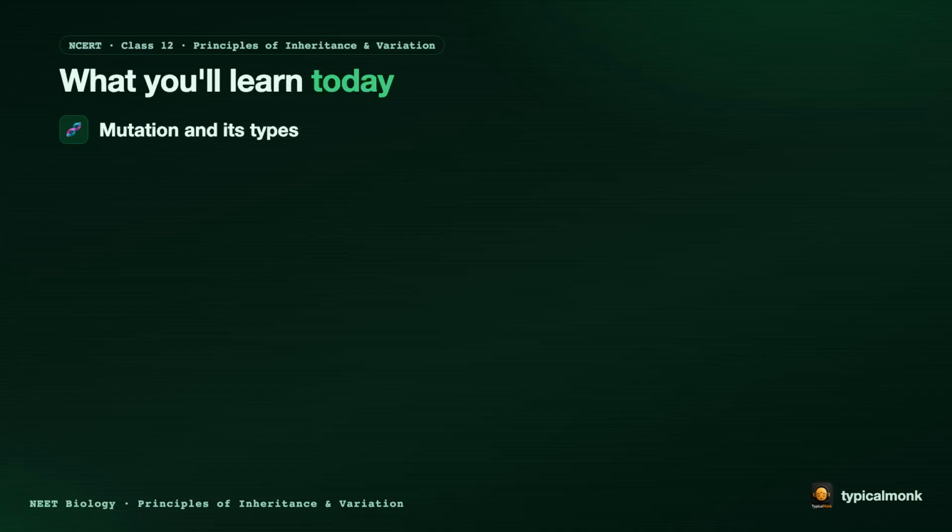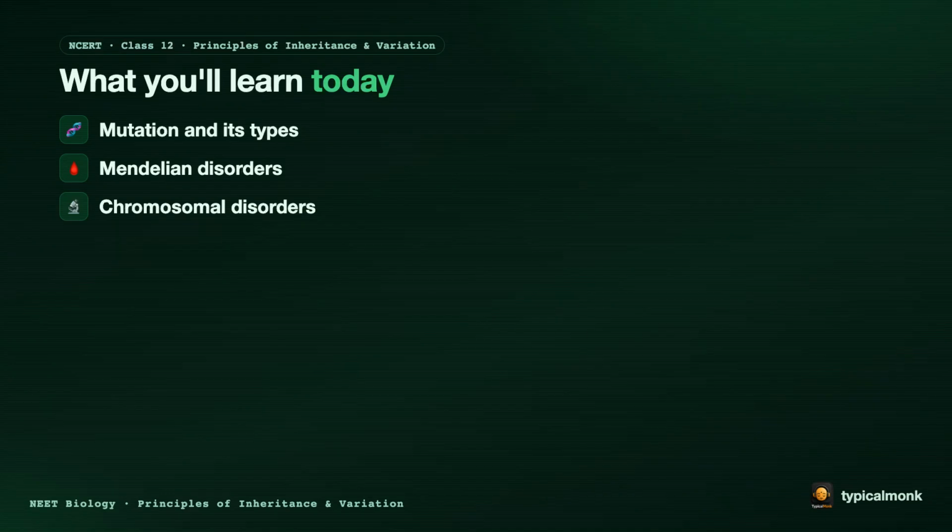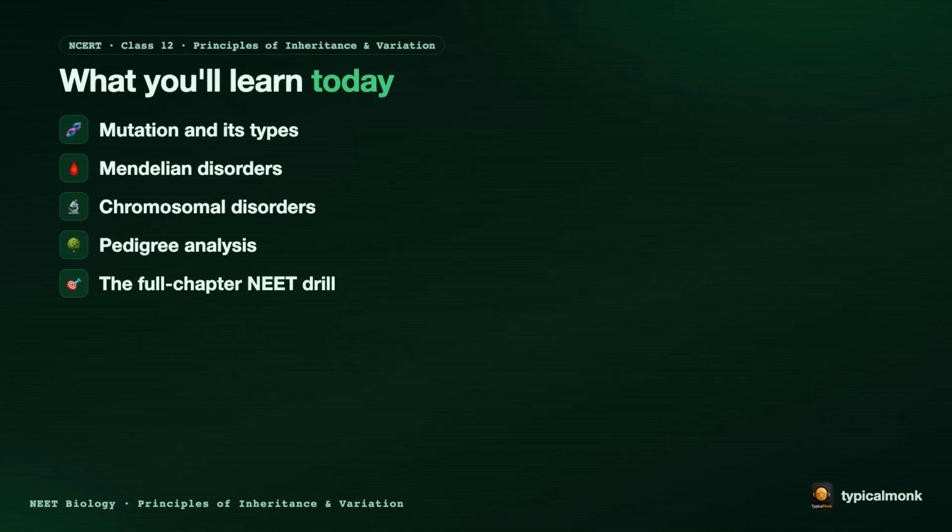Here is today's path. 5 stops. First, mutation and its types. Second, Mendelian disorders. Third, chromosomal disorders. Fourth, pedigree analysis. And fifth, the full chapter NEET drill.